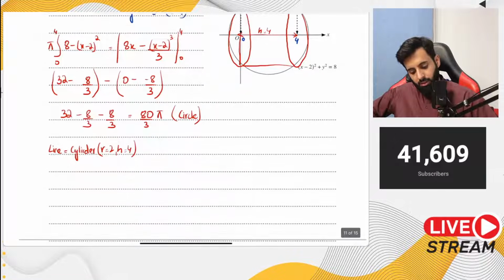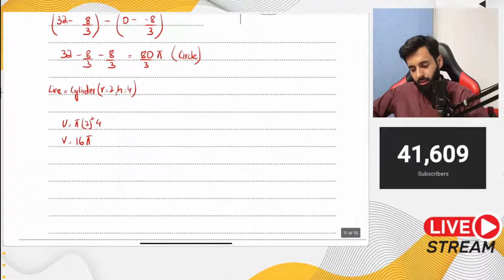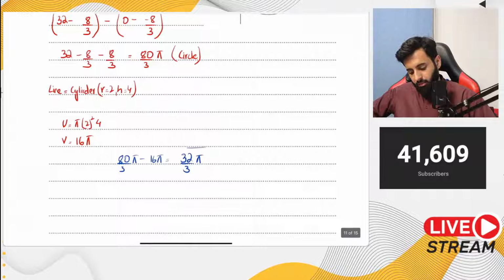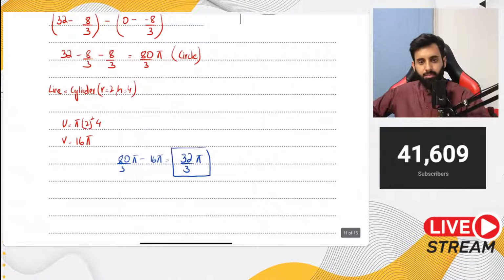Alright. Now the volume is equal to pi r squared h. So what's the volume equal to? This is equal to 16 pi. And then in the end, all you have to do is just subtract the two. So 80 upon 3 pi minus 16 pi. Let's see what we're looking at. 16 times 3 is 48. 80 minus 48 is 32. So 32 upon 3 pi. And there you go. That's your answer.